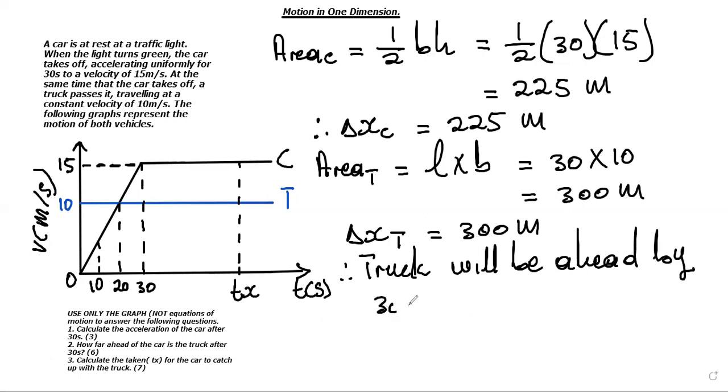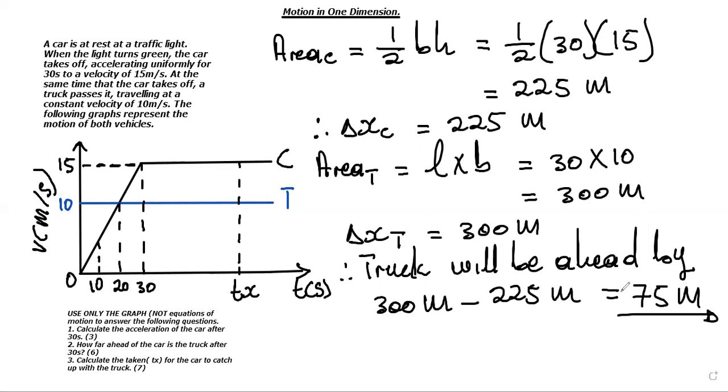By 300 meters minus 225 meters, which when you press into your calculator, you get 75 meters. So this is the distance between the two vehicles. Fine stuff. So what does the last question say for 7 marks?